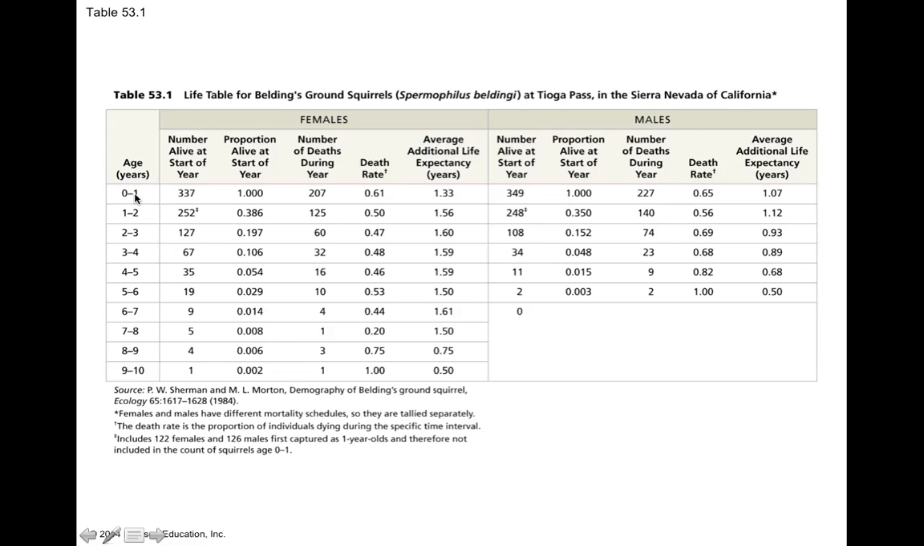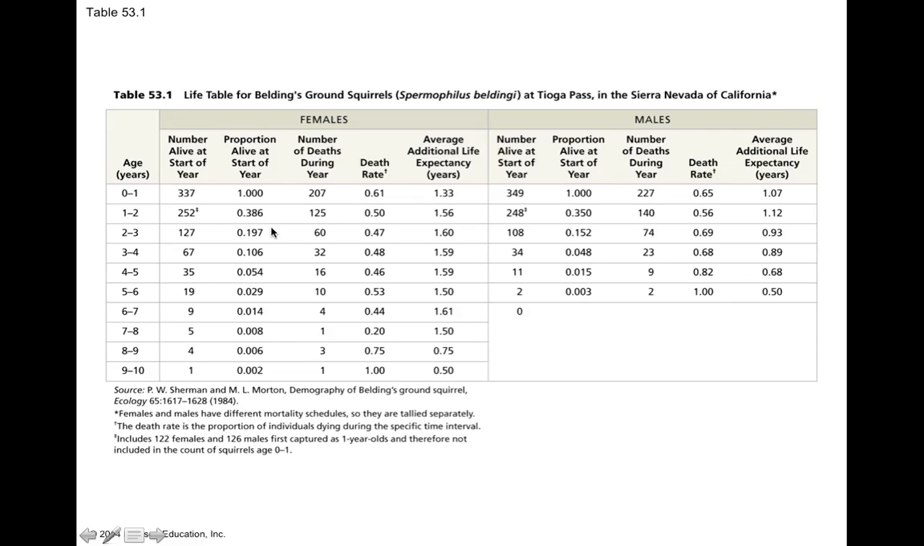So from the 0 to 1, so these are very young Belding's ground squirrels. At the beginning of the year, 337 females were alive, and 349 males, roughly 50-50. So we can look at the proportion that are alive at the start of the year. We can estimate how many deaths occurred during that year and calculate the death rate and calculate how much on average, how much longer that squirrel that survived has to live.